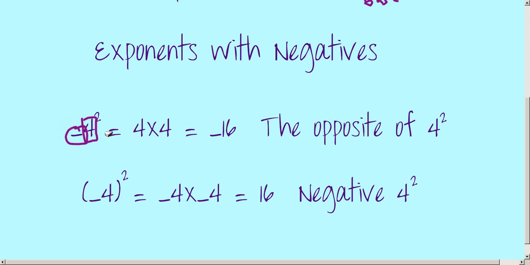Okay? The second example looks very similar. The only difference is the parentheses around the negative 4. So this is negative 4 squared, which means that this, because it has parentheses, is the base. The negative 4 is the base of the power. So it's going to be negative 4 times negative 4, which is 16. Okay? We're going to work with these negative exponents in the next few problems that we do.